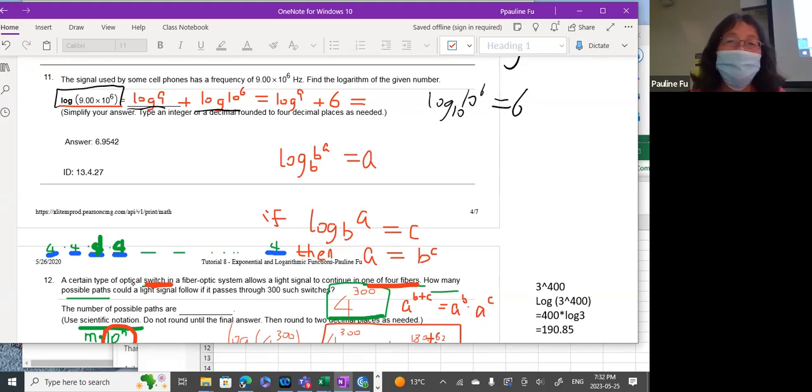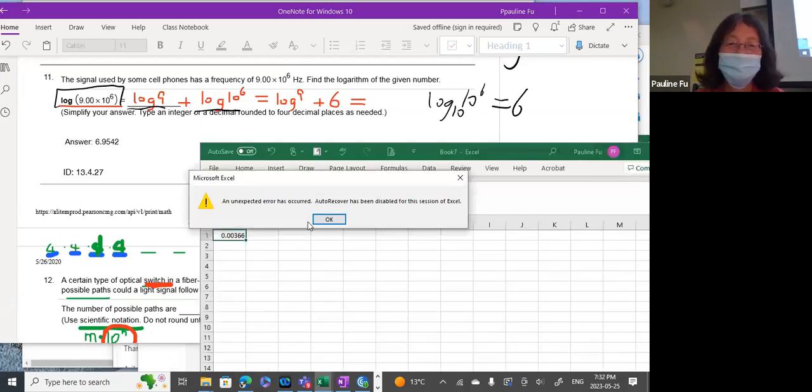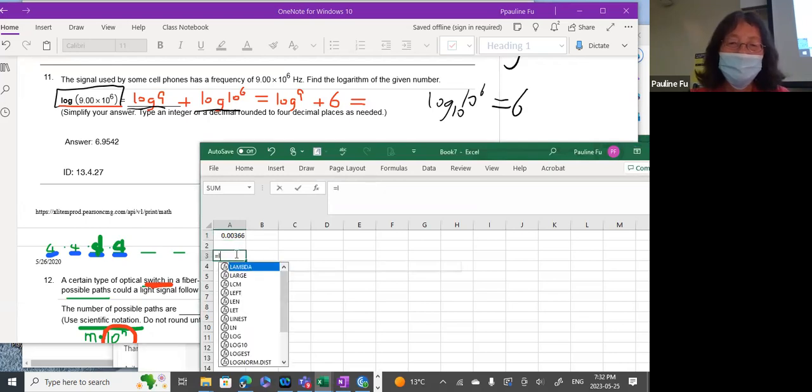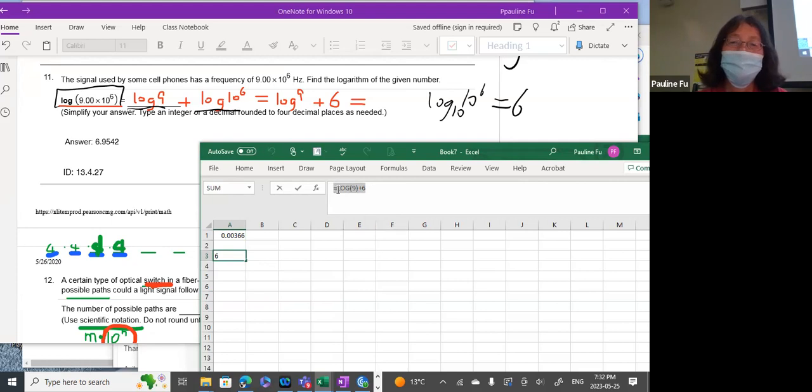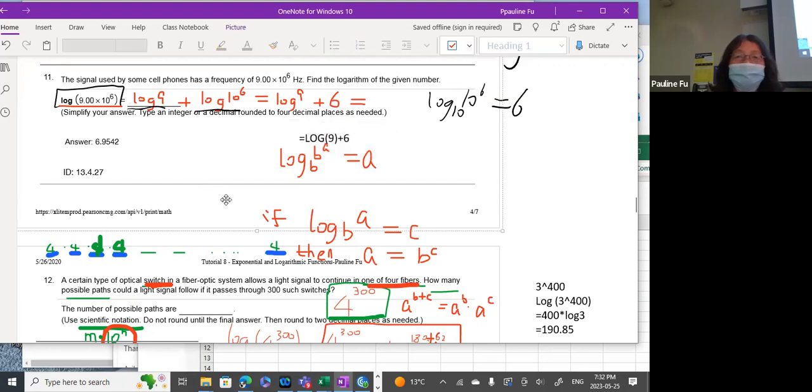So you just need to find log 9 plus 6. So use Excel. I need to find out log 9 plus 6. So equal log bracket 9 plus 6. So equal to 6.954243. So this is Excel. That's the answer for question 11.